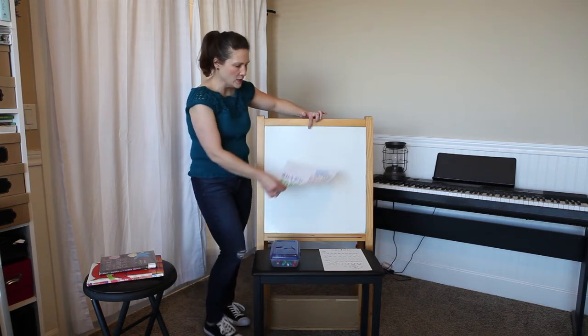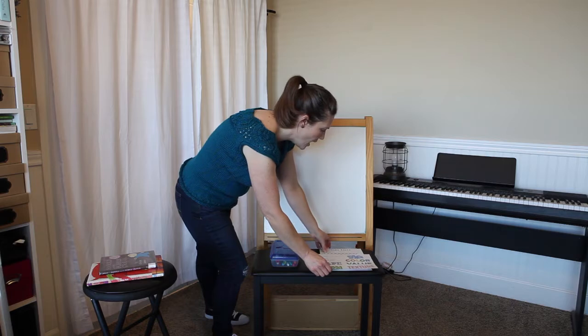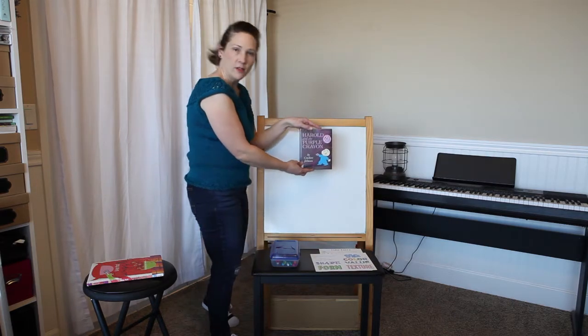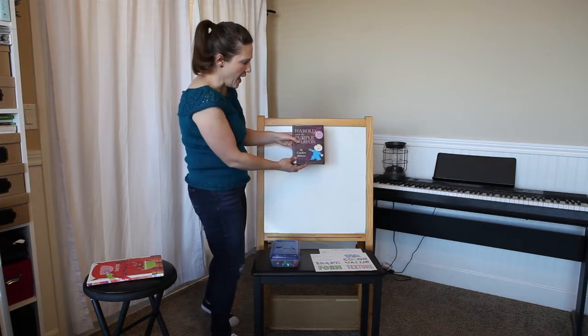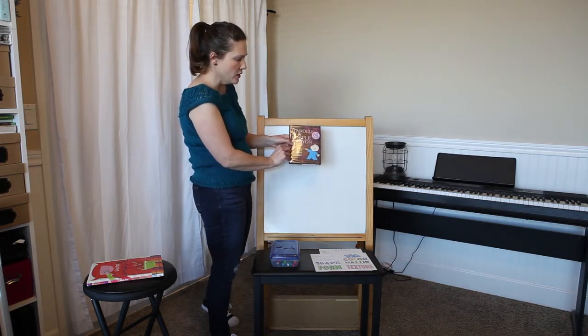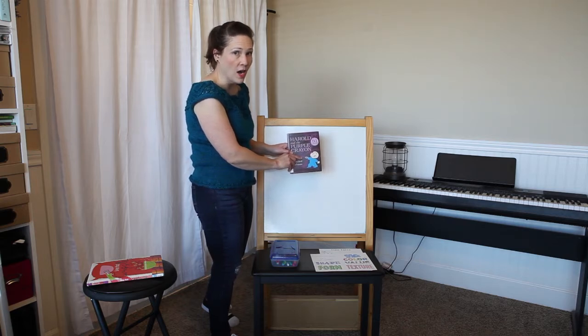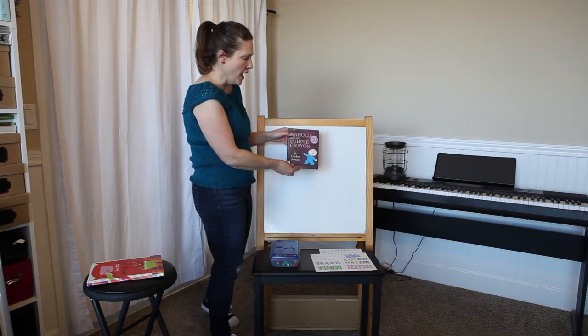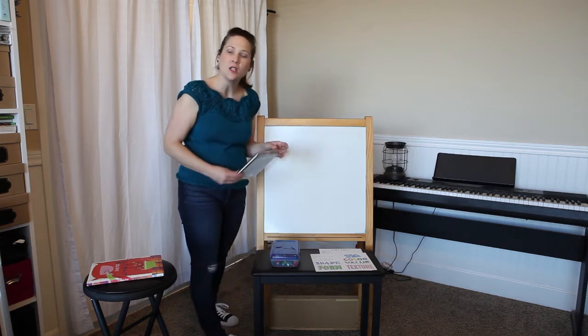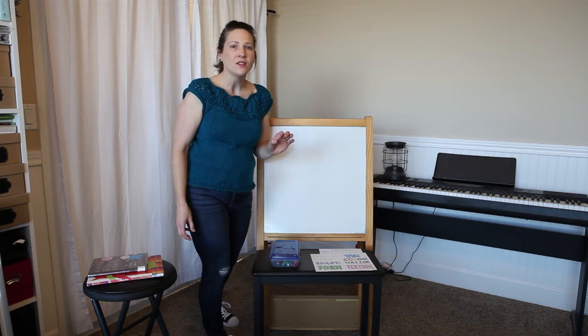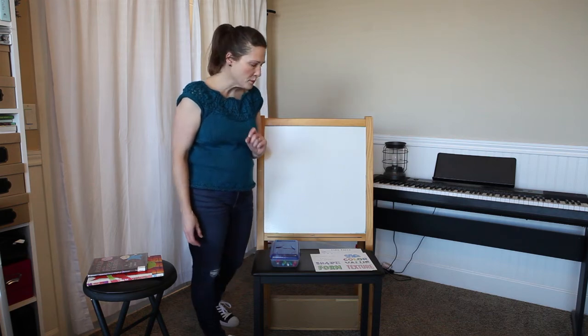And so today we're going to be reading Harold and the Purple Crayon, and Harold takes his purple crayon and he draws all kinds of things. And the artist Paul Klee says a line is a dot that went for a walk.